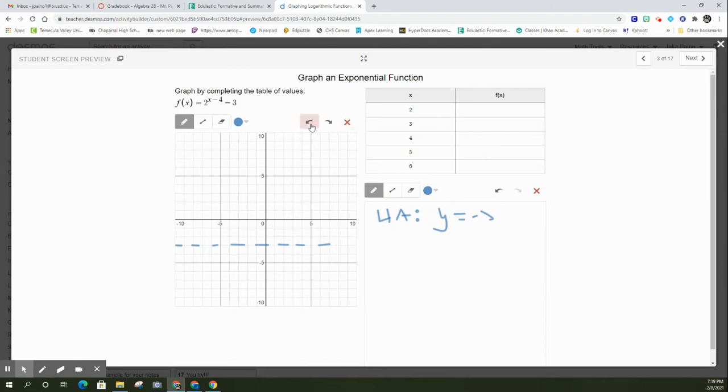All right, so if I start at 4 and I plug in 4, what's f of 4 equal? F of 4 is going to be 2 to the 0 minus 3, which is 1 minus 3, which is negative 2. And then what's f of 5? Plug in 5. So we're going to get 2 to the first minus 3, which is negative 1.